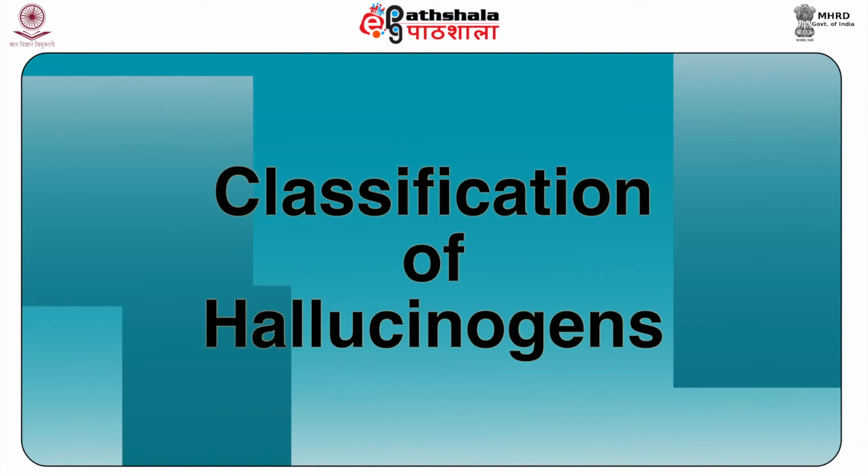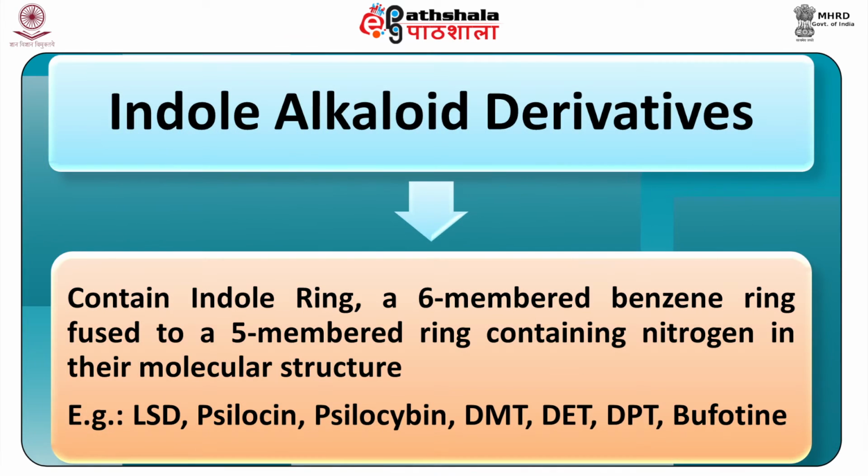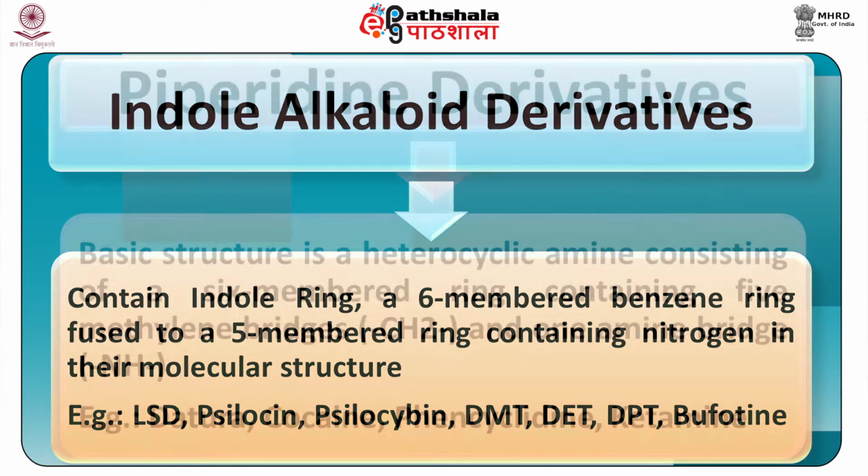Next is classification of hallucinogens. True hallucinogens may be categorized according to their derivatives. First is indole alkaloid derivatives. They contain an indole ring, which is simply a 6-membered benzene ring fused to a 5-membered ring containing nitrogen, in their molecular structure. Examples are LSD, psilocin, psilocybin, ibogaine, harmine, DMT, DET, DPT and bufotenin.